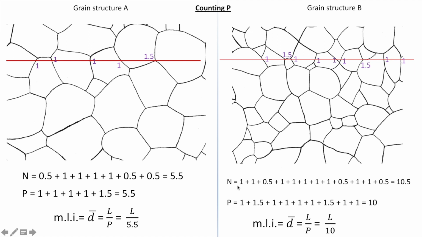Now if we used N, the number of intercepts, we found previously that the number was 10.5. Now when we use the method and we calculate for P, the number of grain boundary intersects, what we find is the answer comes to 10. And so there's a 0.5 discrepancy here between N and P basically. That's a bit of an issue.